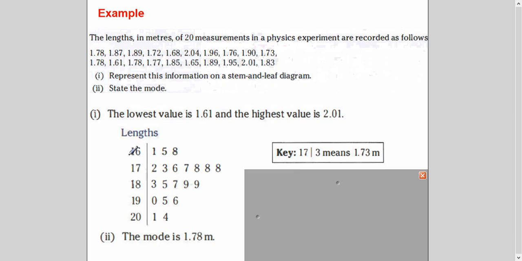So this is totally up to you, how you write it down and how you express your key. Again, the mode is the most occurring one, which is this 8. So it is 1.78, right? So this is how you write down your data, whether it is in 1 decimal or 2 decimal places, and then you show it through your key.